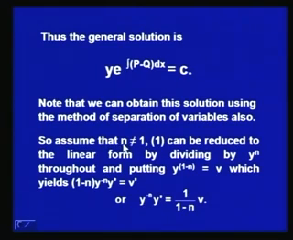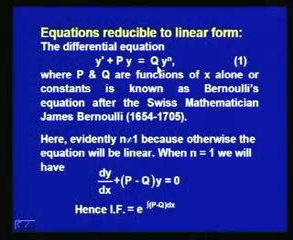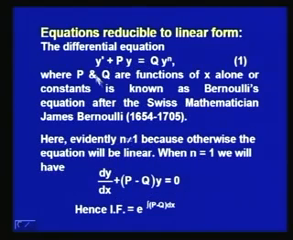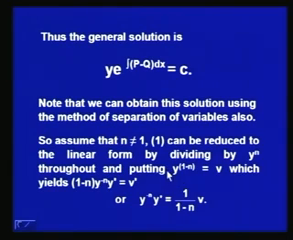Now, we assume that n is not equal to 1. Then the differential equation y' + p y = q y^n can be reduced to linear form by dividing by y^n. When you divide by y^n, what you get is y^(-n) y' + p y^(1-n) = q. And then we will put y^(1-n) = v.